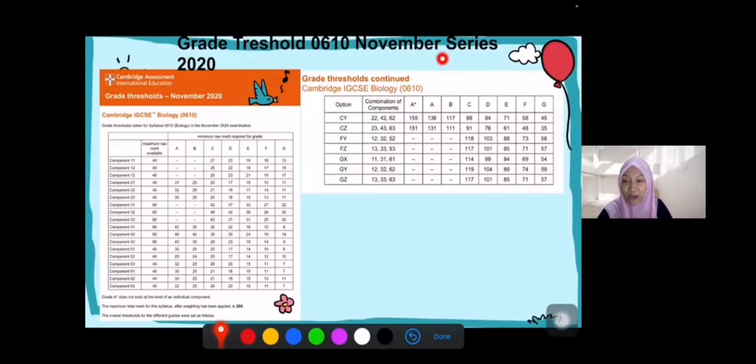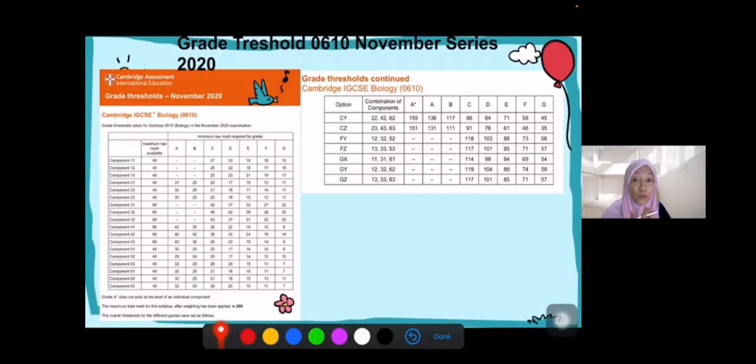What is grade threshold? Grade threshold ni dia akan keluar bersama-sama dengan examination. Let's say November series variant 1, dia akan keluar grade threshold dia tersendiri untuk variant 1. Untuk variant 2 dia ada grade threshold dia tersendiri. Set 3 also have their own grade threshold. That's why kita kena understand kita nak sit for variant yang mana.